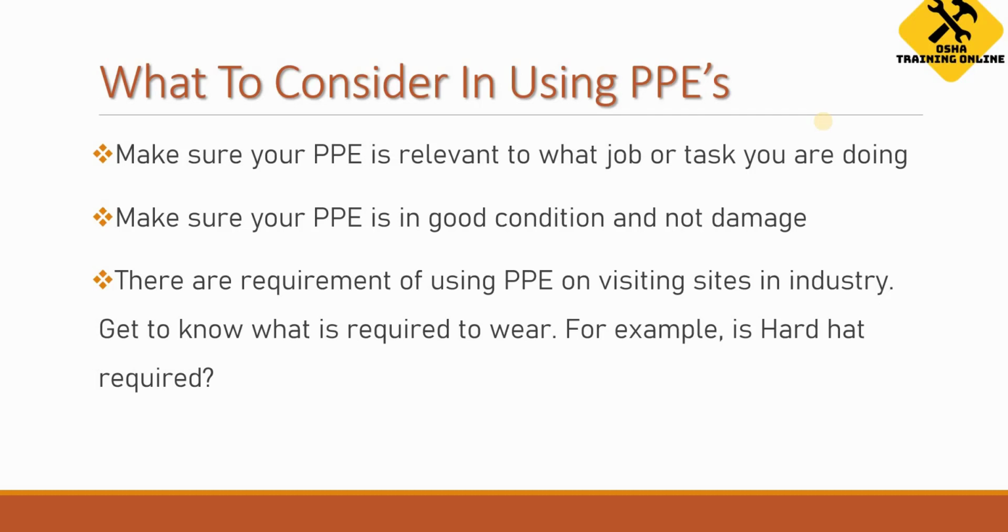There are requirements of using PPE when visiting sites in industries. Get to know what is required to wear. In every industry, different kinds of work are going on, so when you visit your site, you have to be careful. For example, a safety officer or worker must be careful about which PPE should be used. If there is work at height in a company or industry, then you should use a hard hat, because something may fall on your head and can injure or damage you.